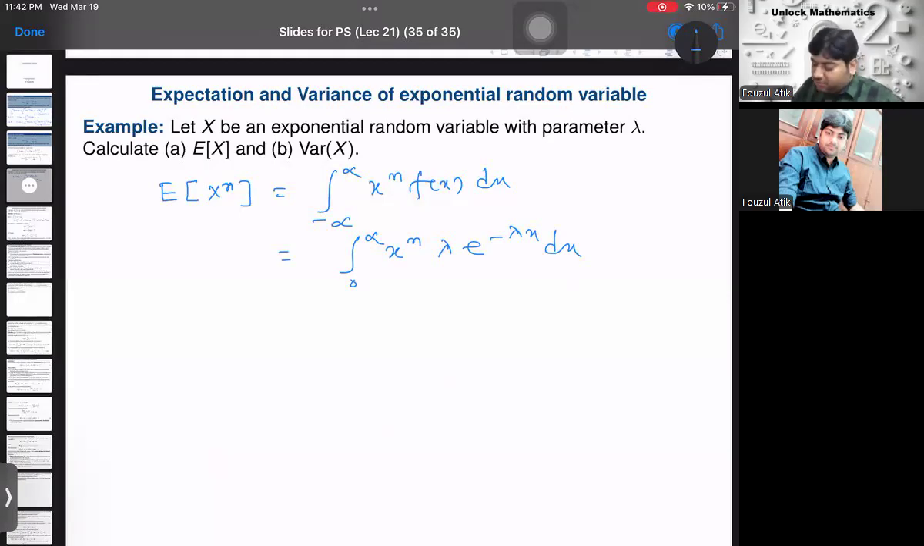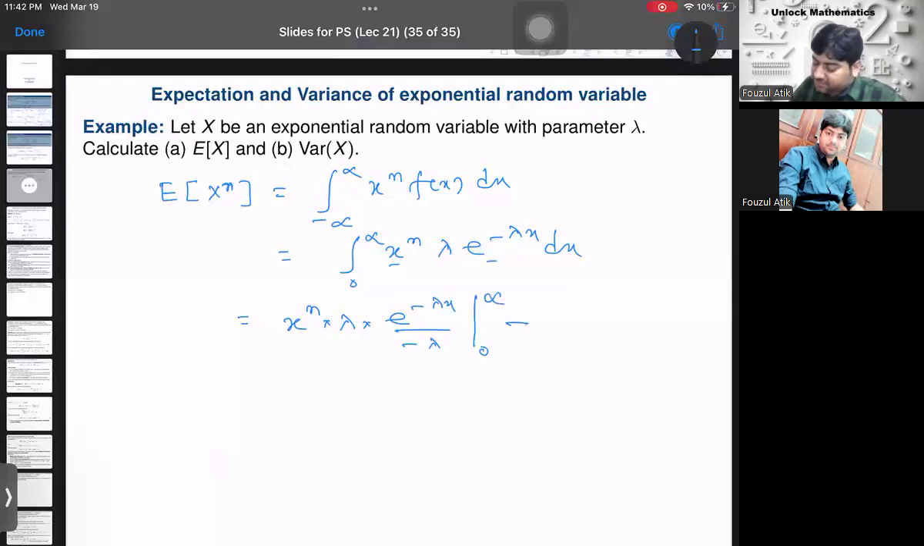Correct? Now we have to again do this integration by parts, where one algebraic function and one exponential function are there. So take x to the power n as the first function. It will become x to the power n into lambda, and the integration of this is e to the power minus lambda x divided by minus lambda, between 0 to infinity.